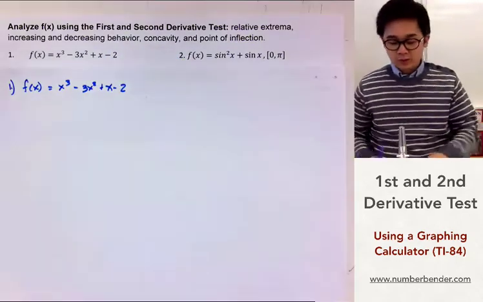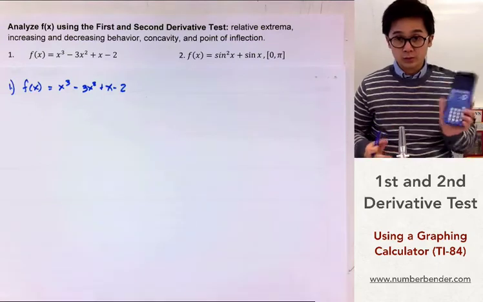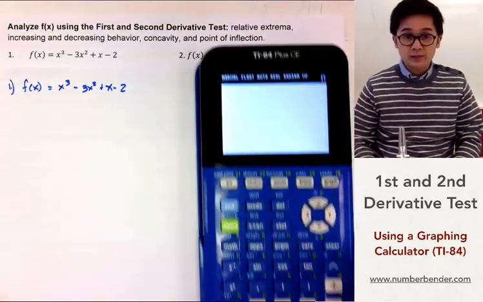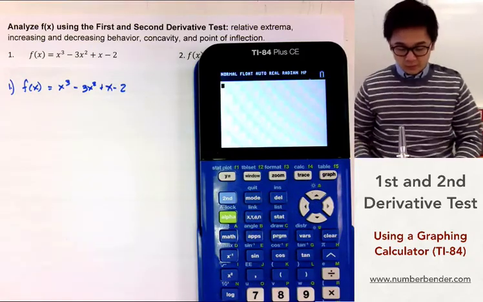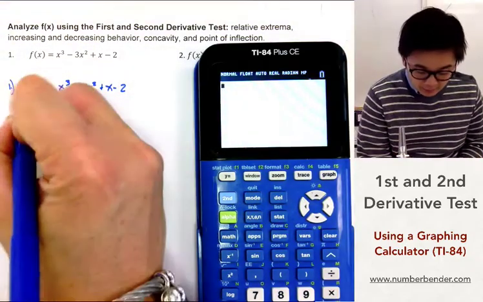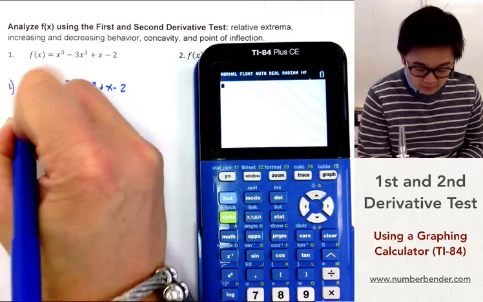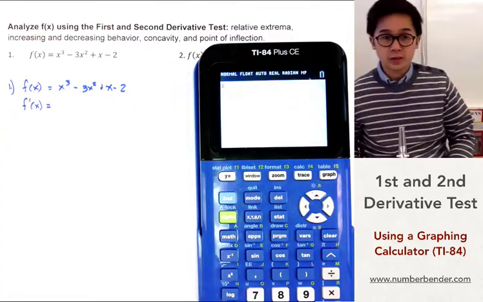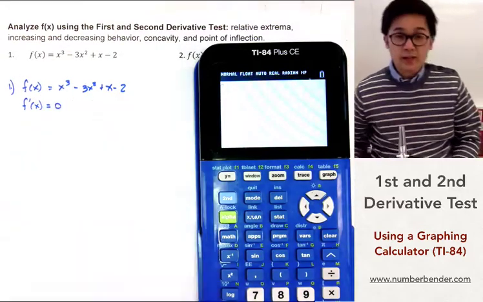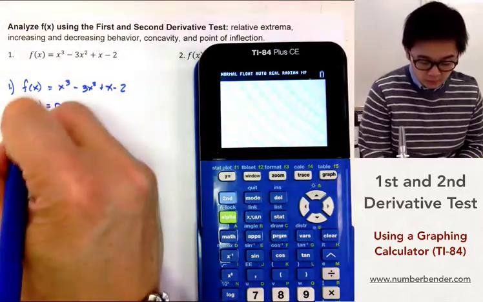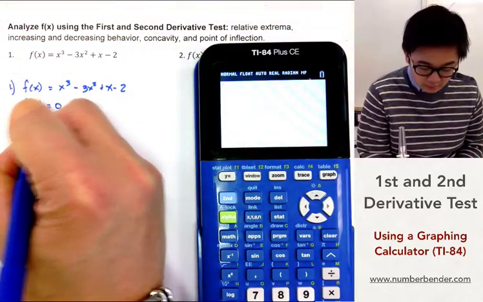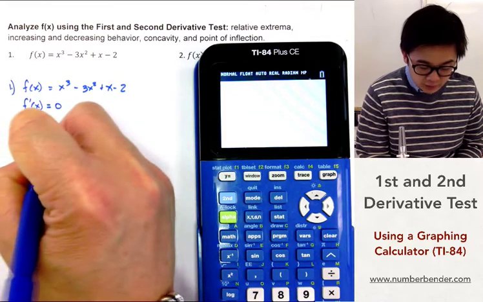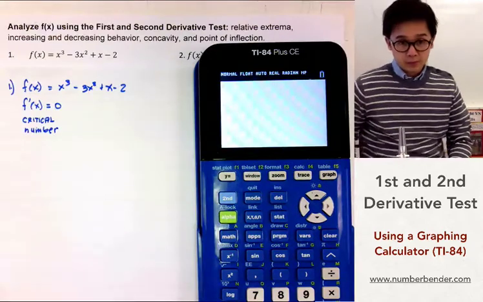So this time we're not going to get the derivative manually. We're going to be using our TI-84, and our calculator can give us the value of the derivative. So to find the first derivative test, we need to set f prime of x to 0, and by setting f prime of x to 0, we are generating the critical number by doing so.